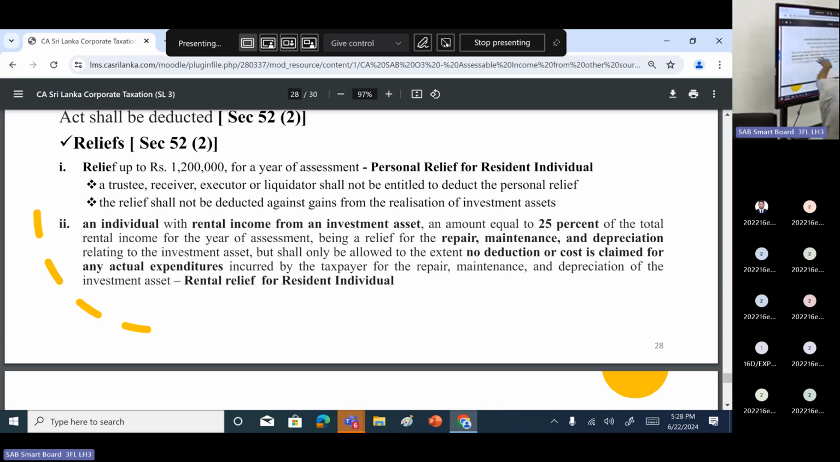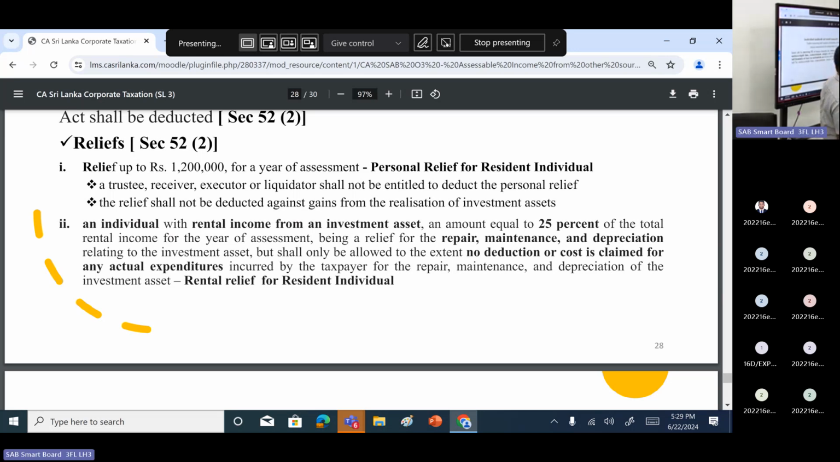And for repair and maintenance, I have to take a call whether I am claiming actual expenditure or getting this 25%. What is the beneficial thing I can do? See? Is that clear?